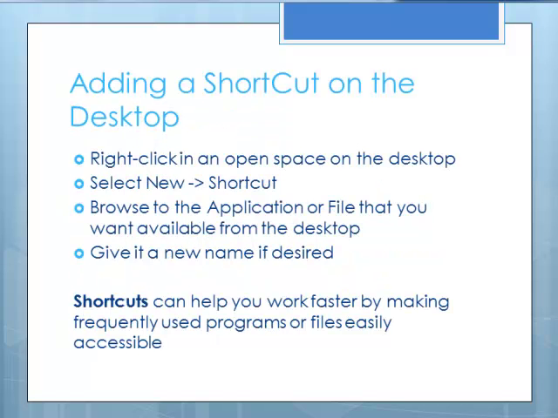Now, if you want to put a shortcut on your desktop, this is done to make your work faster, putting your frequently used programs and files easily accessible. You right-click in any open space on the desktop, select New Shortcut, browse till you find the application or the file that you want to make available from the desktop, and you give it a new name.